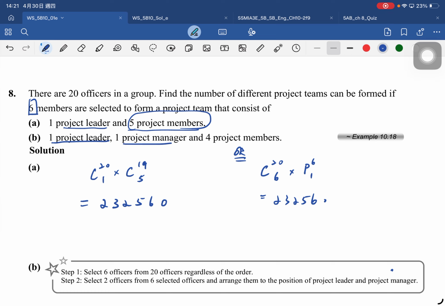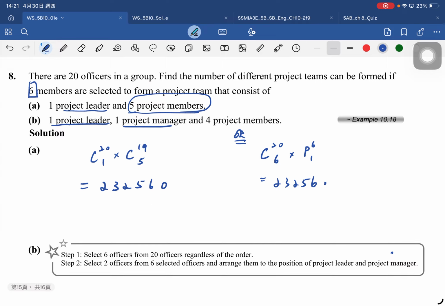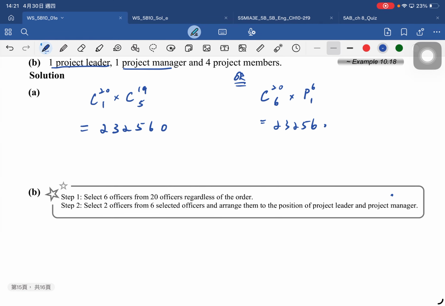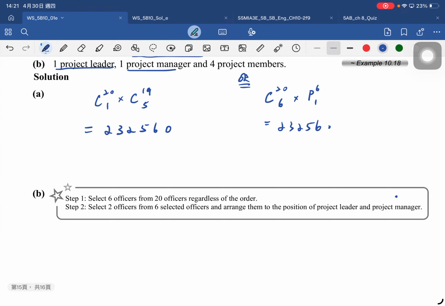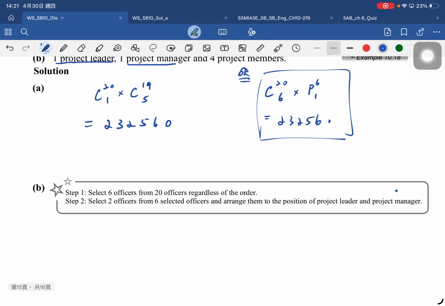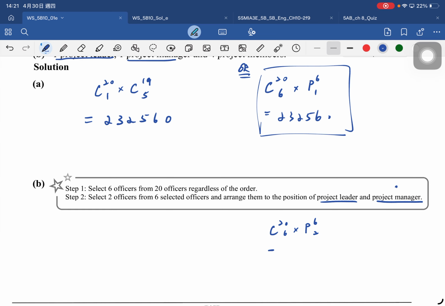But now among the 6 people, one is the project leader and another is a manager, with positions, but the remaining 4 have none. How do we do it? That means 20C6, and then you should select out of these 6, you select any 2 as the project leader or project manager. Now the rest of the 4 are just members. So now you can find out the answer.